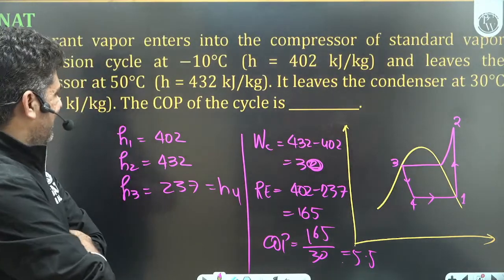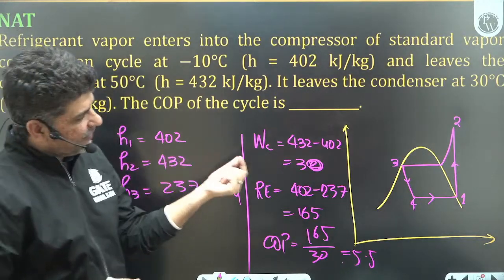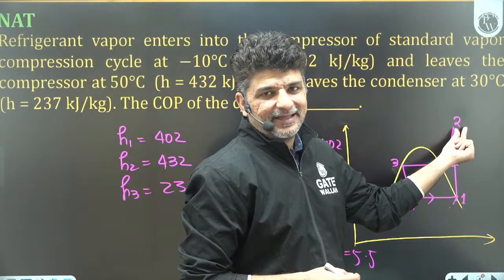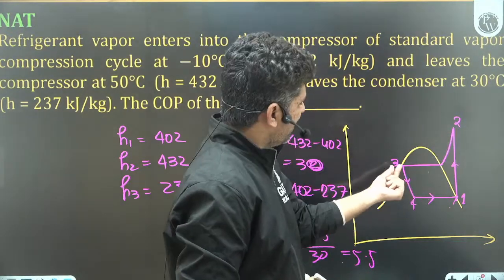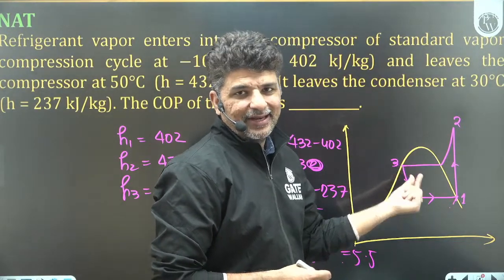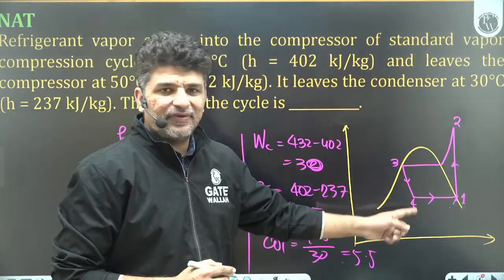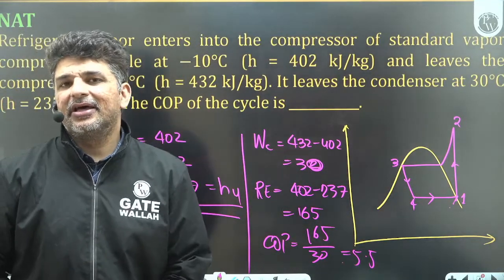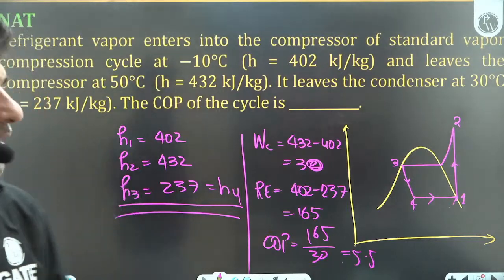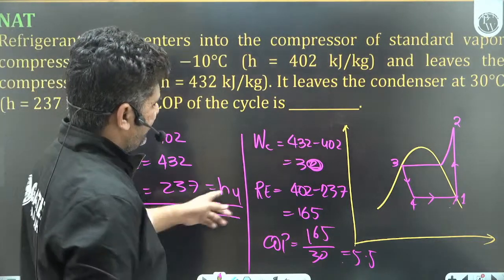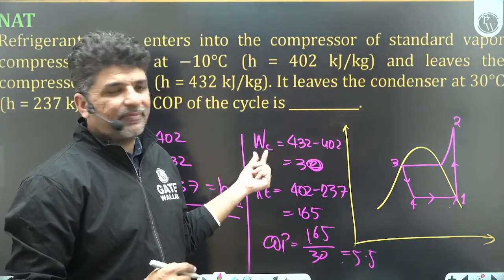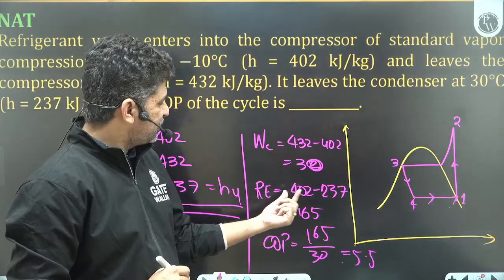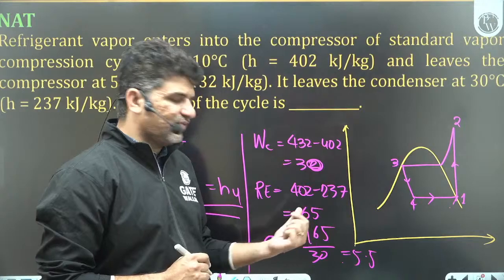See what I have here: enthalpy H1 is equal to 402, enthalpy H2 after the compressor is 432, enthalpy at this location is 237, and we know that H3 is equal to H4, because in a standard vapor compression refrigeration cycle you have H3 equal to H4. So from here we can calculate work of compressor, that is 432 minus 402, that is 30 kilojoule. Then you have refrigeration effect 402 minus 237, that is 165.